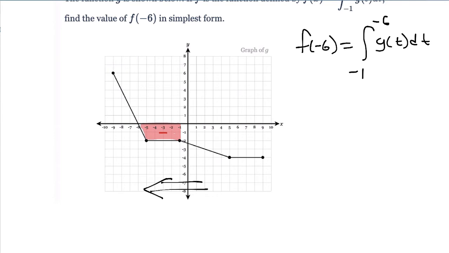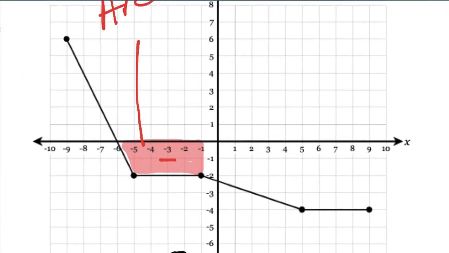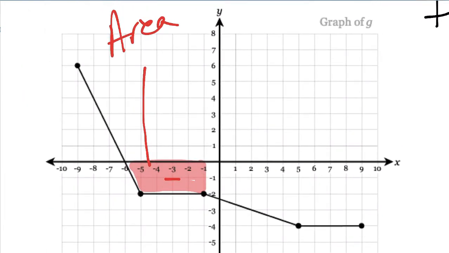If you think about this area, if we calculated that area, one way we could do it is we could calculate it by counting boxes. 1, 2, 3, 4, 5, 6, 7, 8. Together, this is 9. So the area on that is 9.